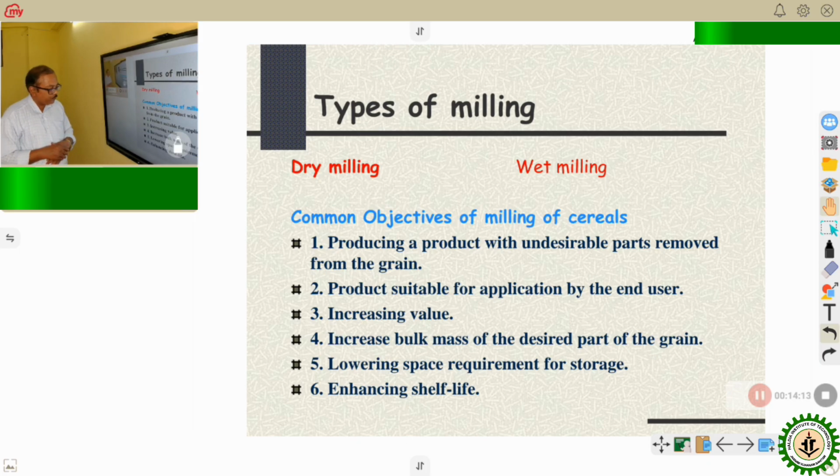Increasing value: a natural grain after harvesting has some value, but once the milled product is produced and the undesirable part is removed, the value increases. Increase the bulk mass of the desired part of the grain. Definitely the mass increases, as the required portion is separated from the undesirable part, lowering space requirement for storage and enhancing shelf life.